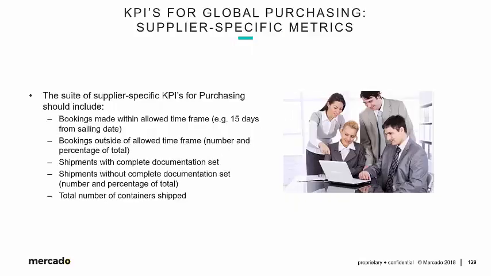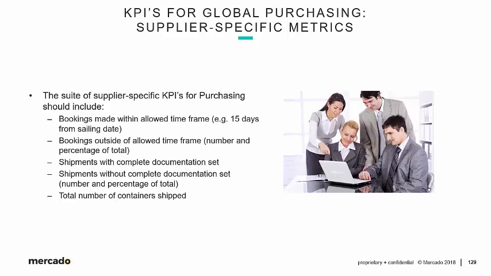A couple more supplier-specific metrics. Admittedly, floating more into the logistics side of things, but that has a definite impact on the purchasing function. Bookings that are made within the allowed time frame. Usually, unless it's peak season, an industry standard is to give a vendor 15 days from the sailing date to place an electronic booking with a freight forwarder or a steamship line.